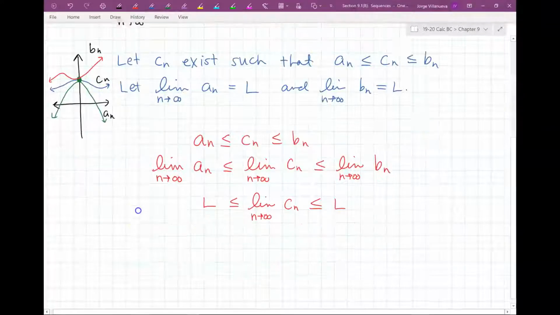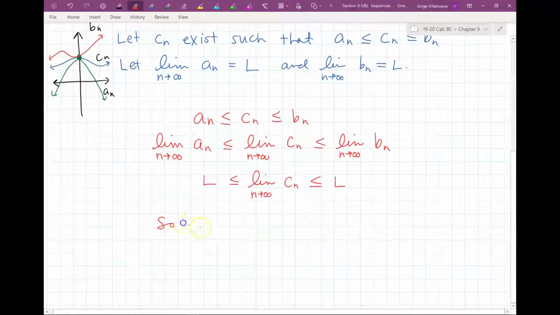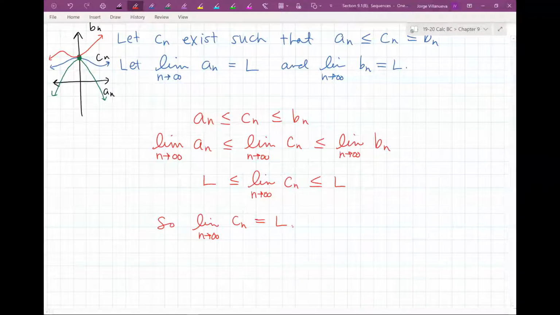So right here I say, the limit as n approaches infinity of c sub n has to be L. It has no options. It can't be less than L and it can't be bigger than L because it's L on both sides. So it must be L. It has no choice whatsoever.